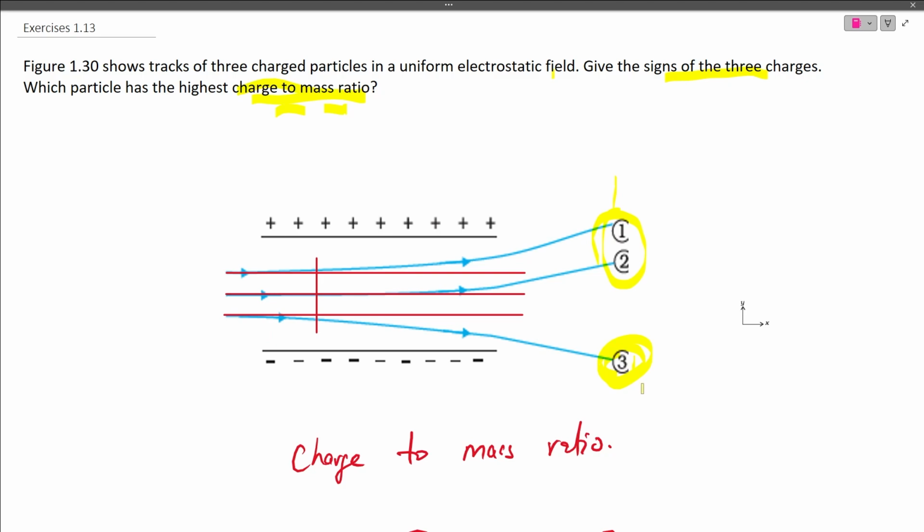And in all these three charged particles, we see particle 3 is having greater deviation. So particle 3 is going to have the highest charge to mass ratio among all these three.